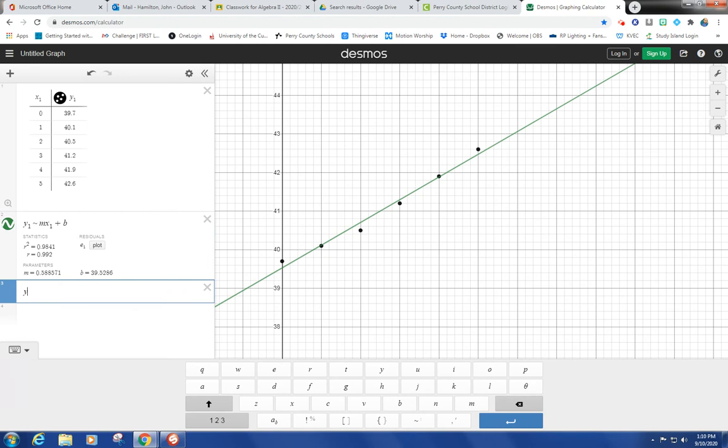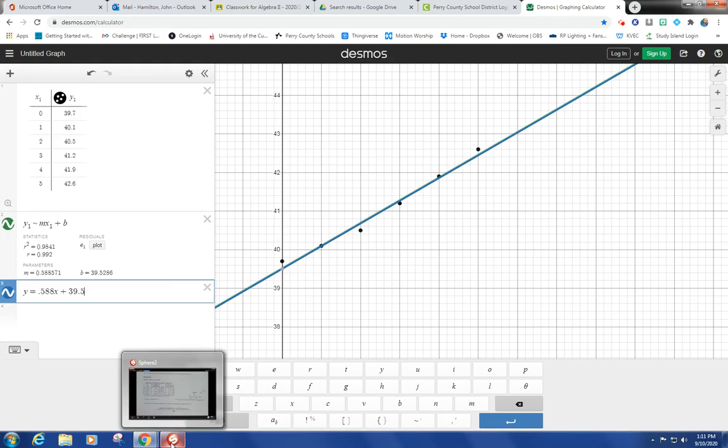I'm going to go ahead and put in y equals 0.588, because that's what my M value is right there, x plus, notice my B value, I'm going to go ahead and just put 39.5. And notice what happens to that line. That line is basically right on top of my trend line. So this right here is the equation that it's asking for. And Desmos did it all for me. I just have to be able to put in this format right here in order to be able to do it.